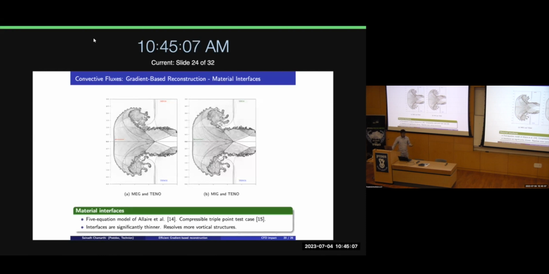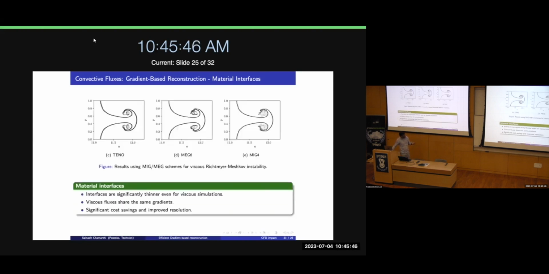We also carried out simulations for multi-component flows. This is the test case for the compressible triple point. You can see all the schemes are giving results without any oscillations. But if you look at this contact discontinuity here, the TENO scheme has a much thicker line. That means it has more numerical dissipation or numerical diffusion. But if you look at the mixed scheme, the contact discontinuities are much thinner, and that means the numerical diffusion is much lower.